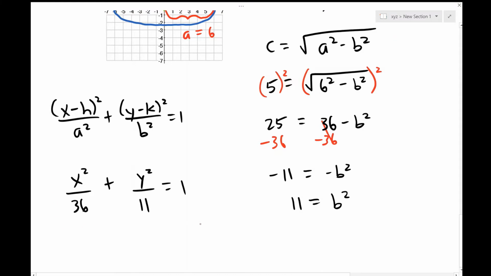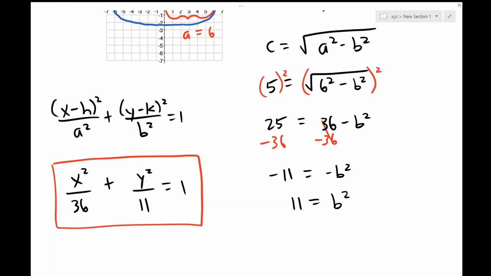And so that gives us the equation that we need based upon the information that we were given. And so it's just a matter of understanding how all the different pieces of the equation fit together when we're being given information about the graph and trying to work backwards to find that equation. And so let's try one more example like this.